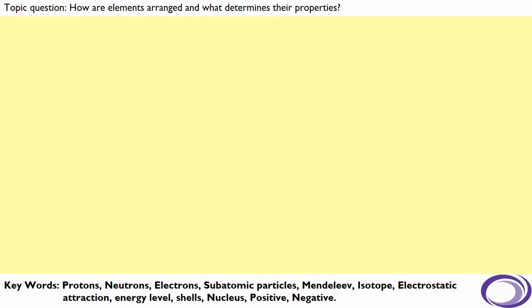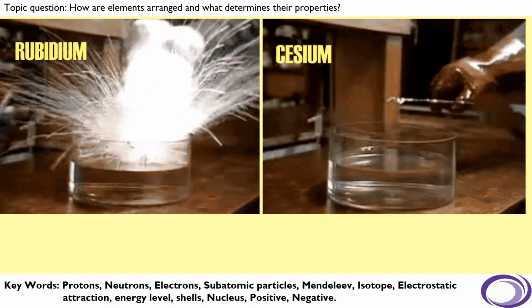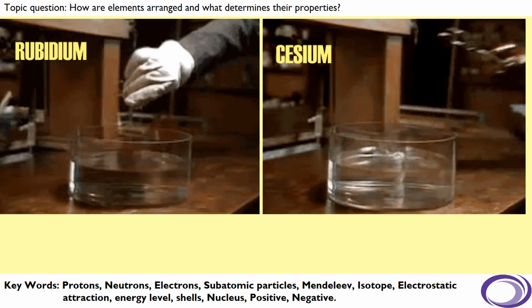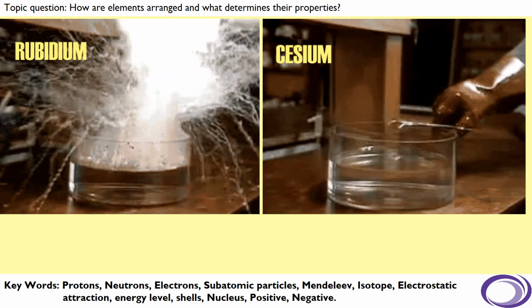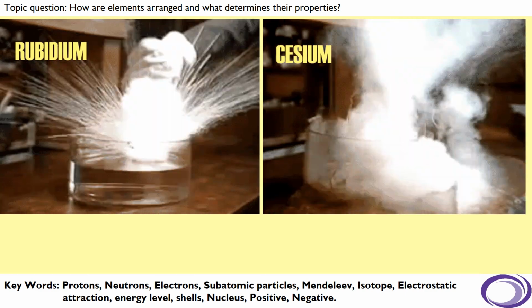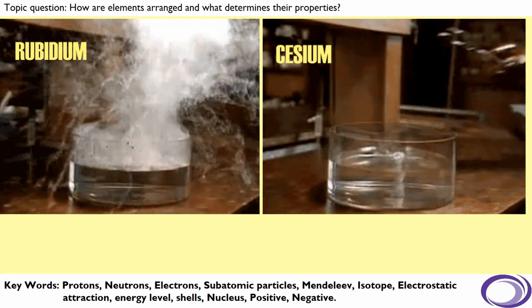Just to show you some of the elements I couldn't use in the video that I've just inserted, first of all, rubidium and then cesium. So as you can see from those two elements, group 1 definitely increases in reactivity as you go down the group, because cesium has a significantly more violent reaction than lithium did.